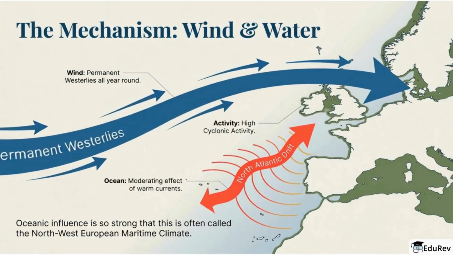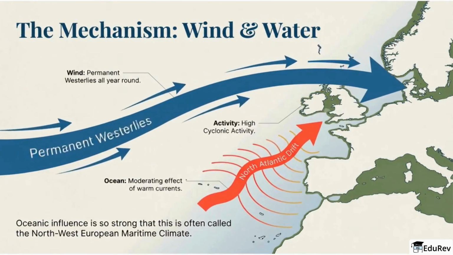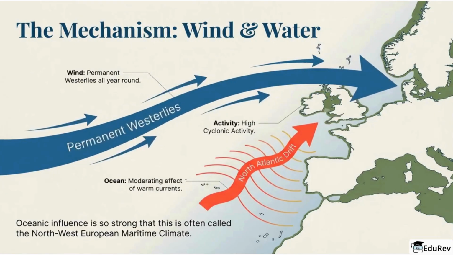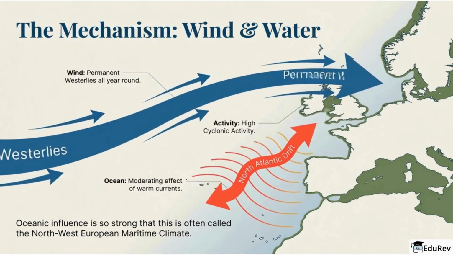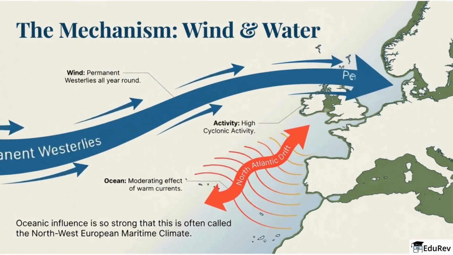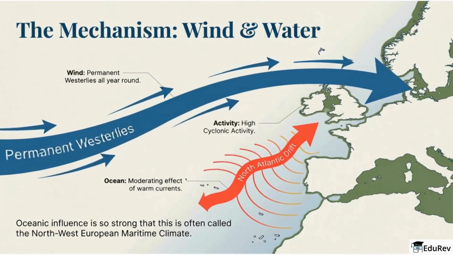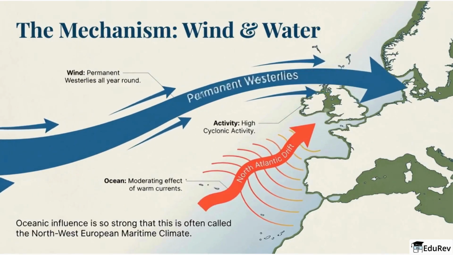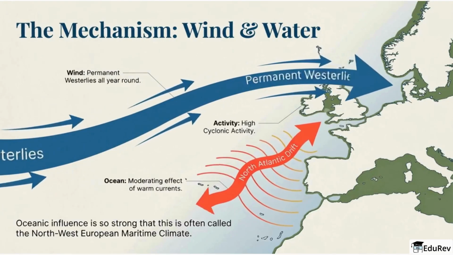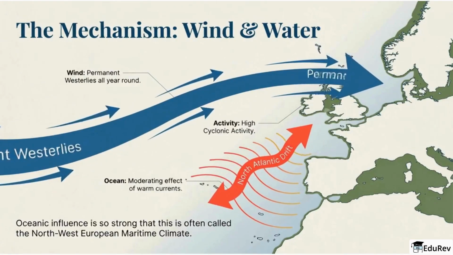Now the mechanism. This climate runs on two forces working together: wind and water. First, permanent westerlies blow throughout the year. Second, warm ocean currents, especially the North Atlantic drift, keep the nearby air milder than it should be for that latitude. Add frequent cyclonic activity, meaning repeated temperate depressions, and the result is a climate that stays moist, cloudy, and moderate for most of the year.